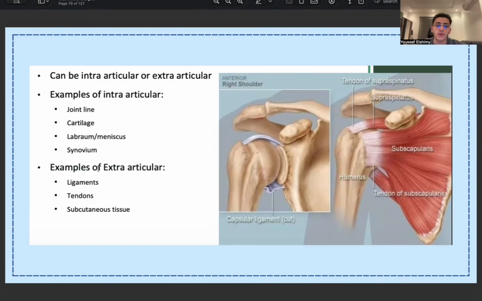Then we have examples of extra-articular causes. It could be ligaments, for example. It could be tendons. It could be the subcutaneous tissue surrounding the joint. So most probably an MCQ would ask you, for example, which of the following is not an example of an intra-articular cause of joint pain, then you would choose, for example, ligaments or tendons or subcutaneous tissue.